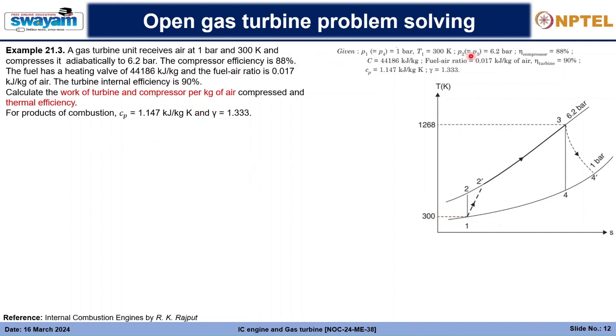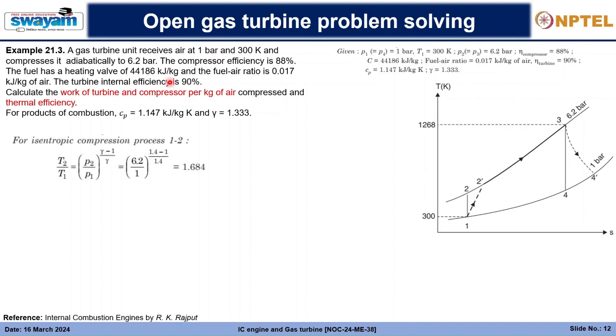Then, is the highest temperature given, or do we have to find it? Let us see. Okay, the fuel has a heating value of 44186 kilojoule per kg. So we are given a means to calculate how much is the heat supplied to the state 2 dash in order to get the state 3, and in that case what will be the maximum temperature. So the means to calculate the maximum temperature are given.